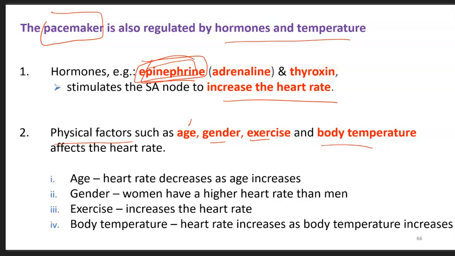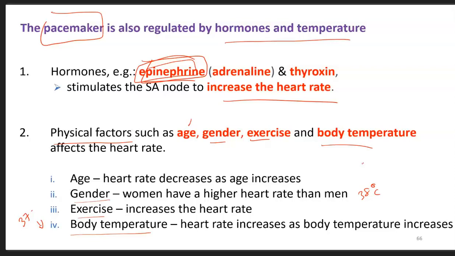Okay, so gender, women have a higher heart rate compared to men. Okay, and then exercise increases the heart rate. And then lastly, body temperature, heart rate increases as body temperature increases. Kalau kita demam, suhu badan kita pada normal, okay, normal 37, kan, 37 yang sebelum demam. Okay, kalau if you have a fever, okay, for example 38, your body temperature increases to 38.